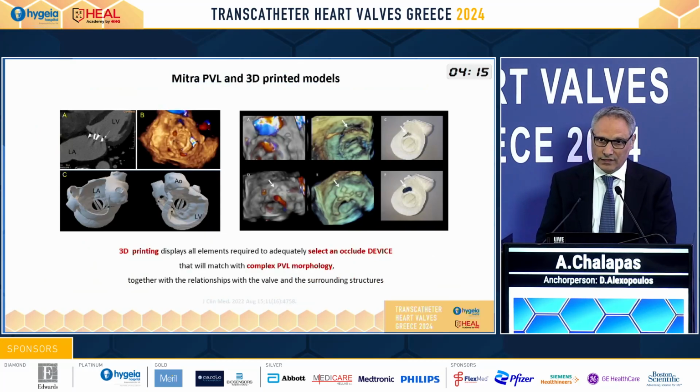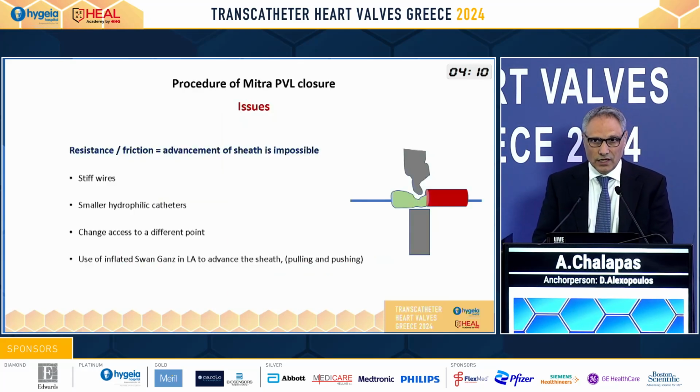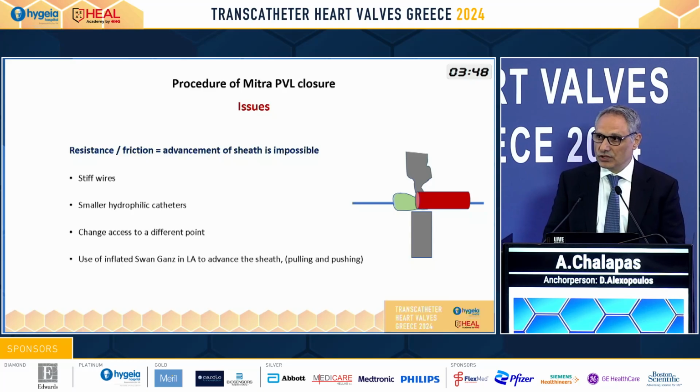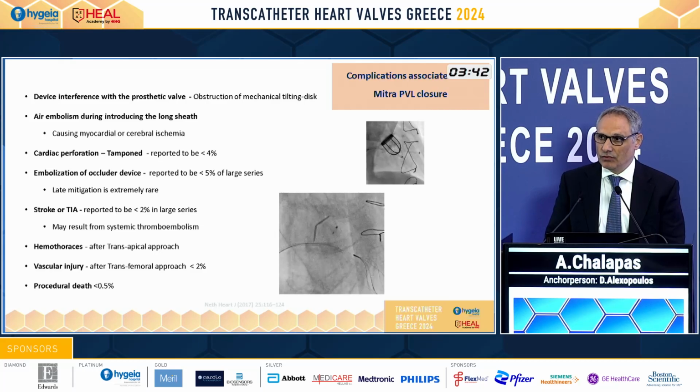Of course, although costly and expensive, 3D printing models can be used, especially in complex morphologies. And always during procedures we have to be aware of issues regarding resistance and friction in advancing our devices. By using different tips and tricks like stiffer wires or smaller hydrophilic catheters if that's possible, and the so-called snare, with a pushing and pulling technique, we can overcome such restrictions.